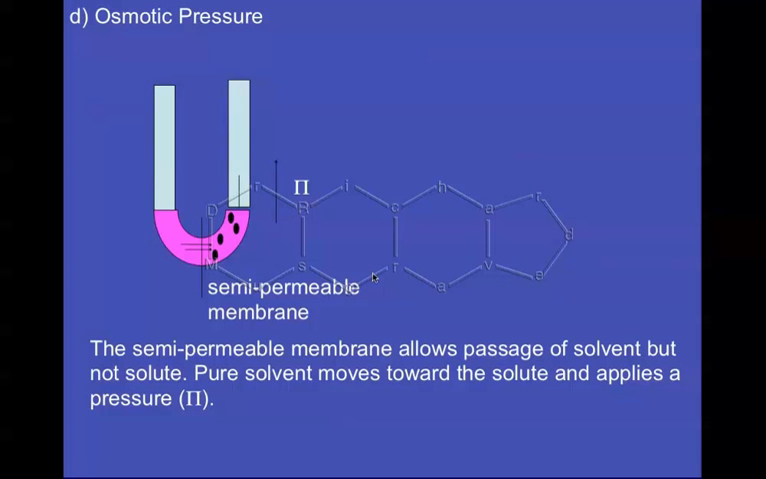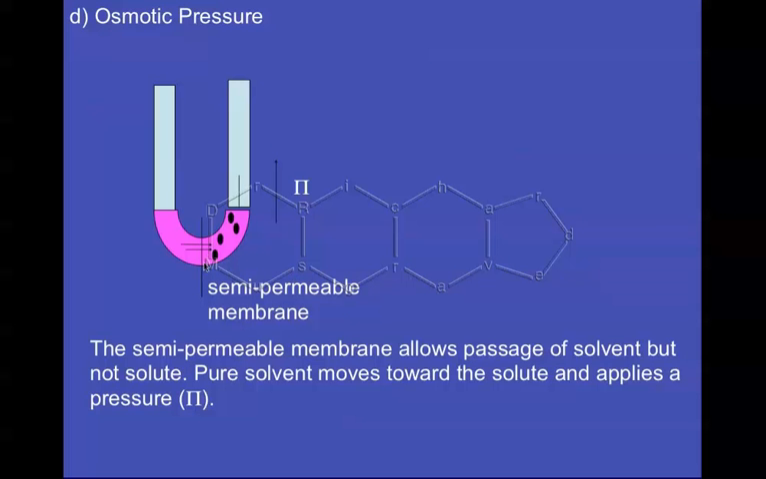Alright, the last one is osmotic pressure, and this particular property involves putting a semi-permeable membrane on one side of a solution, and on the other side we've got a pure liquid. A semi-permeable membrane will allow for passage of a solvent but will not allow for passage of a solute. That's why we say it's semi-permeable. Examples of semi-permeable membranes are sausage casings and frog skin.